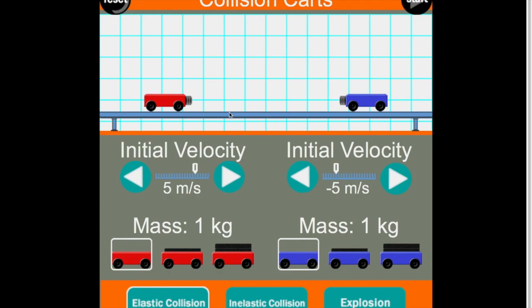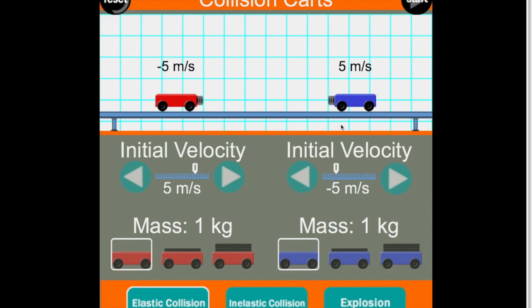So we know that the total momentum of the system cannot change. What is the total momentum of the system? Well, interestingly enough, remember, how do we find momentum? Mass times velocity, so 1 times 5. The momentum of this cart will be 5. The momentum of this cart, 1 times -5, will be -5. If we add those together, the total momentum is actually 0. So the total momentum of my system should remain 0. Let's see what happens when they collide.